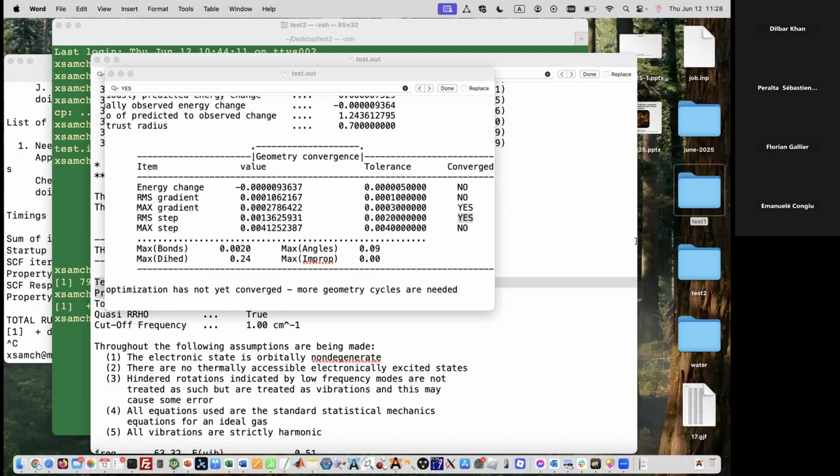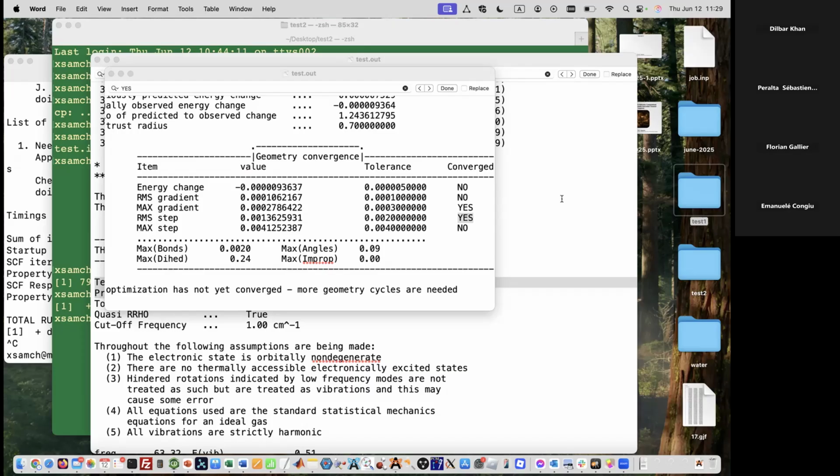When is it advisable to use relativistic effects? If we have transition metals, d block or f block, you can apply relativistic effects. We typically apply relativistic effects, but for organic molecules we don't apply relativistic effects in practical applications. Yes, that's right. Lakshan is right.